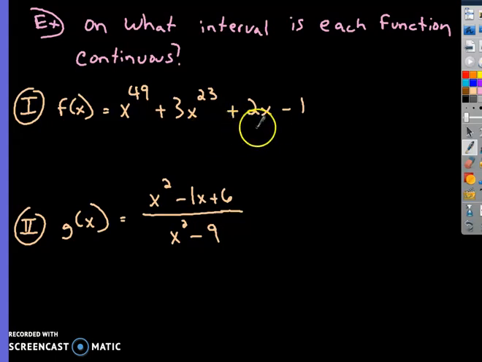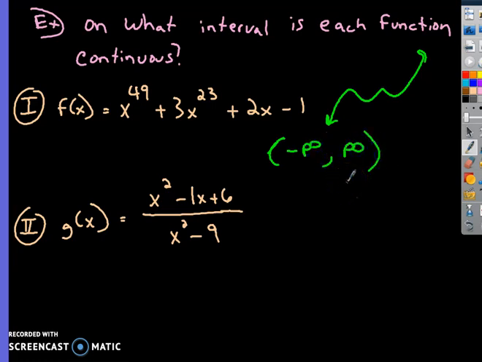Why? Because there are no variables in the denominator, and it doesn't have any square roots, or irrational exponents, or negative exponents on the variables. Because of that, I know it's a polynomial. So for that matter, polynomials are continuous everywhere, for all real numbers of x. So this interval is continuous from negative infinity to infinity. I can just write it that way. It's continuous there.